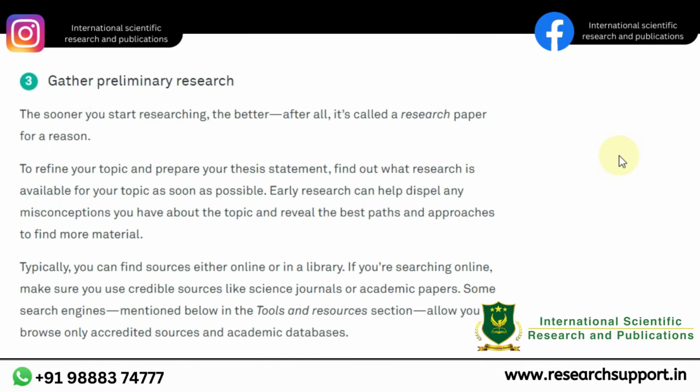And the next thing is gather preliminary research. To refine your topic and prepare your thesis statement, find out what research is available for your topic as soon as possible. Early research can help dispel any misconceptions you have about the topic and reveal the best path and approaches to find more material.